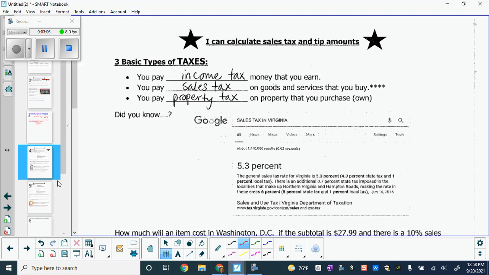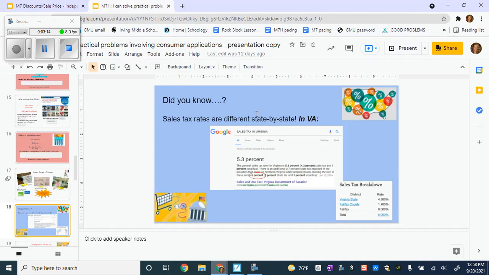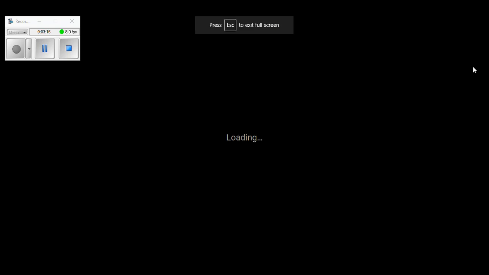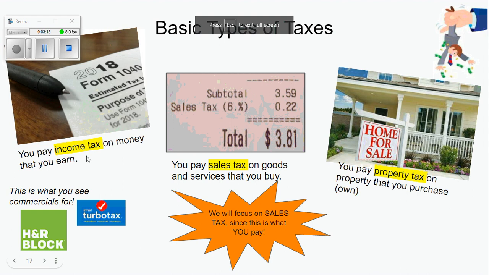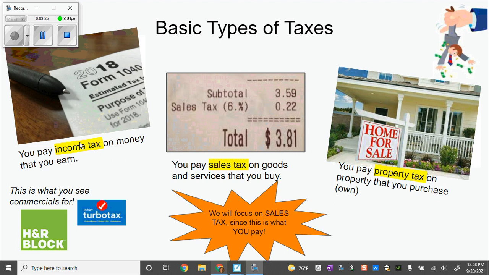So now that I've gone over the last topic, you guys are with me now on this page talking about sales tax and tip amounts. And there's actually three main types of taxes that we're going to discuss briefly. So of the types of taxes here, we've got three types. You pay income tax on money that you earn. Now, none of you have a job right now that you get a paycheck for, so you don't have to pay any income tax right now.